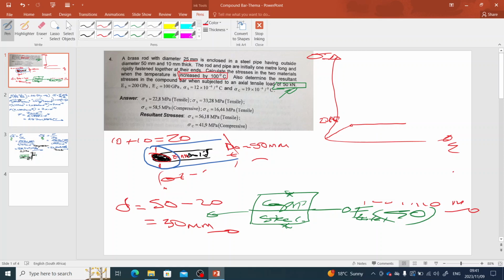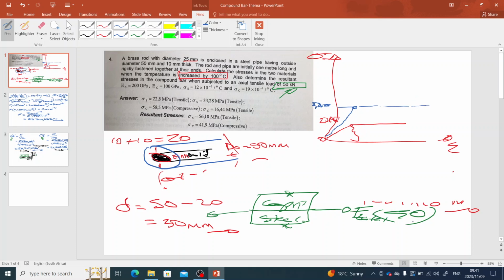It means copper was strong from 0 to 20. Then it started to deform. Then under that same force, when we apply that 50 kilonewton, then we realize that after 30 kilonewton, steel starts to deform. Steel starts to deform. Right.